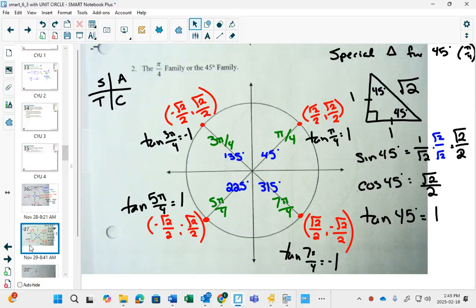Negative root 2 over 2. Yes. So you go to 5 pi over 4. Sine is the y coordinate. Negative root 2 over 2. Excellent. Okay, let's go to our next family.